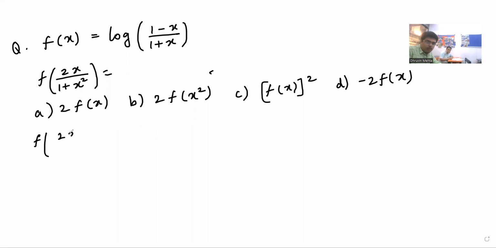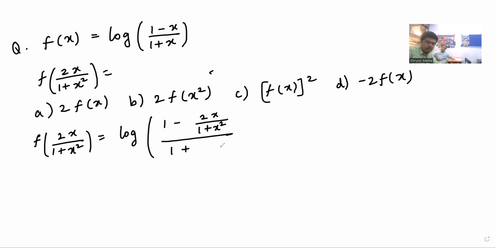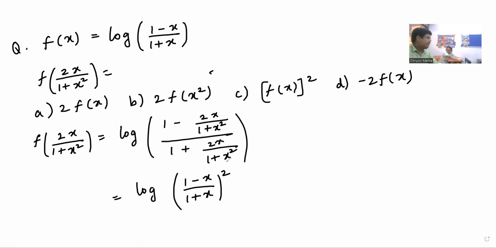So check this, f of 2x upon 1 plus x square will be log of 1 minus 2x upon 1 plus x square upon 1 plus 2x upon 1 plus x square, which gives x minus 1 whole square upon x plus 1 whole square. Don't write x minus 1 the whole square, write it as 1 minus x the whole square. It's one and the same, doesn't matter.